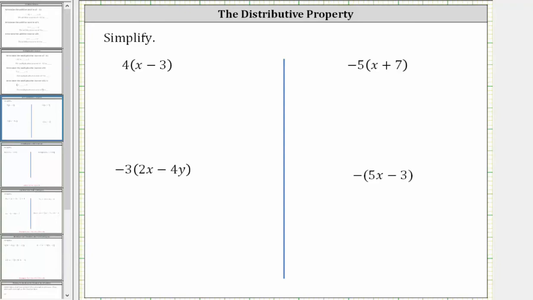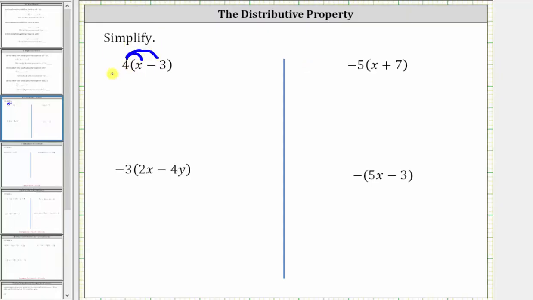We want to simplify the expressions by clearing the parentheses. To clear the parentheses, we will use the distributive property, which is often referred to as multiplication across addition or subtraction. For the first expression, we have 4 times the quantity x minus 3. To clear the parentheses, we distribute 4, which means we multiply 4 by both terms inside the parentheses.